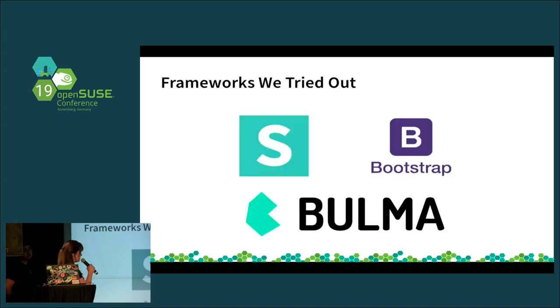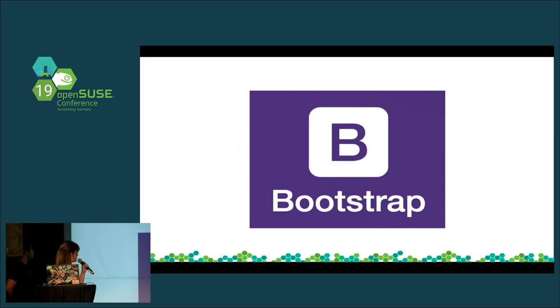We did some proofs of concept with some frameworks, sorry. We tried Semantic UI. We also tried Bootstrap and Bulma. And finally, we realized that the best for us was Bootstrap. The reasons are, first of all, there is a big community behind Bootstrap. It is a stable project. It's reliable. It's well documented. It has all the features we needed. And some of our colleagues had experience with it, so we chose it.